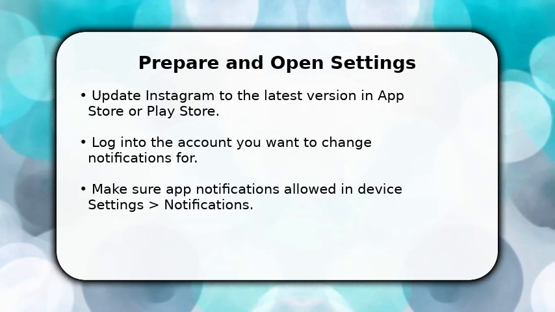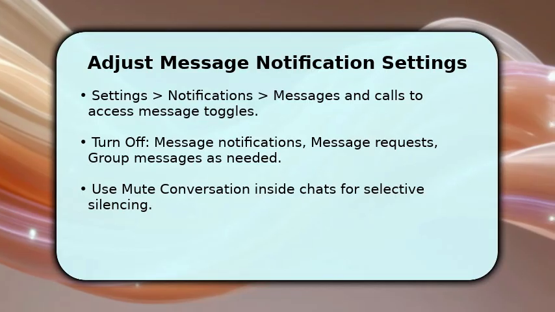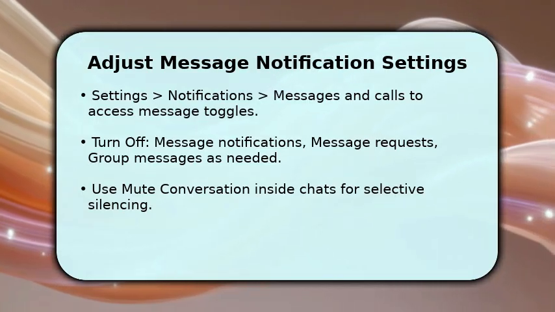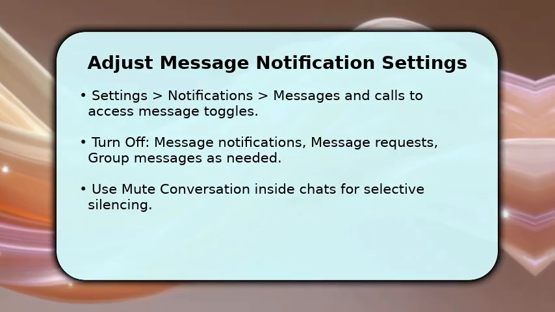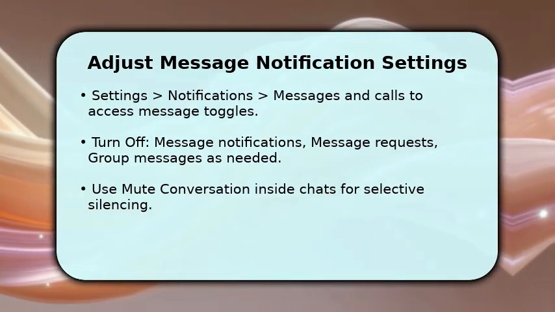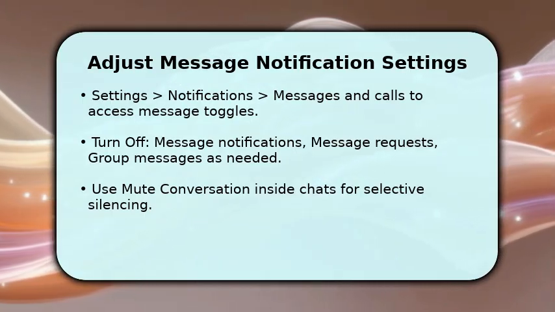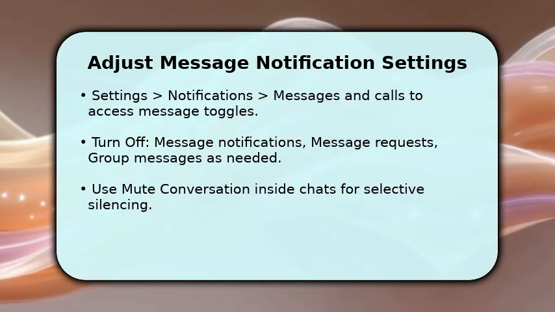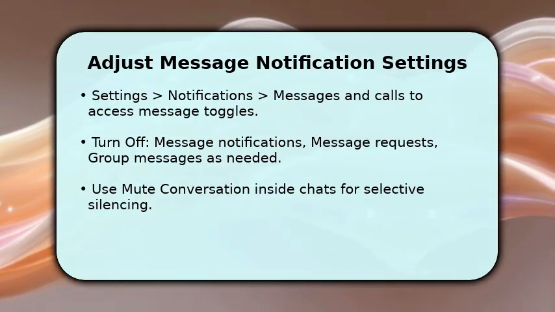Once in Notifications, choose Messages and Calls to reveal message-specific toggles. You can switch off message notifications to stop alerts for direct messages and also disable message requests so new unknown contacts won't ping you. For group threads, toggle group messages off or mute individual conversations by opening a chat, tapping the name, and selecting Mute Messages.